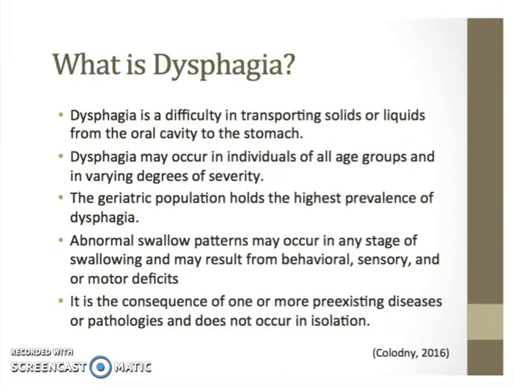Dysphagia is difficulty in transporting solids or liquids from the oral cavity to the stomach. Dysphagia may occur in individuals of all age groups and in varying degrees of severity. The geriatric population holds the highest prevalence of dysphagia. Abnormal swallowing patterns may occur in any stage of the swallowing and may result from behavioral, sensory, and/or motor deficits. Dysphagia is the consequence of one or more pre-existing diseases or pathologies and does not occur in isolation.